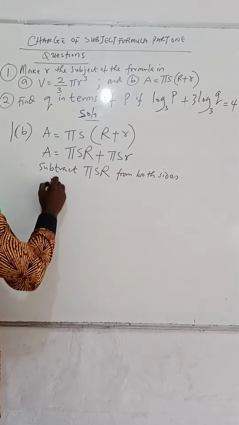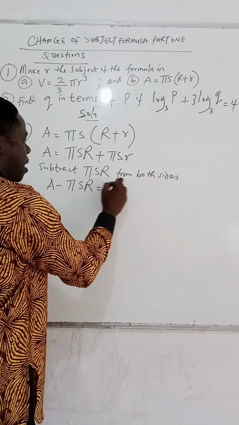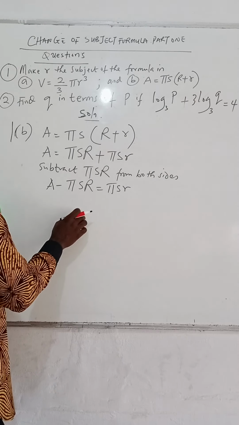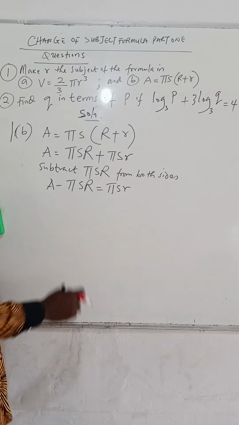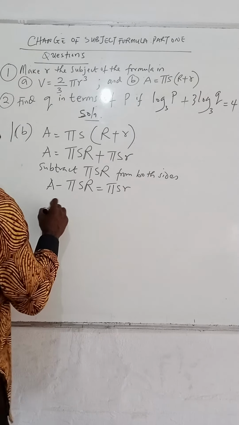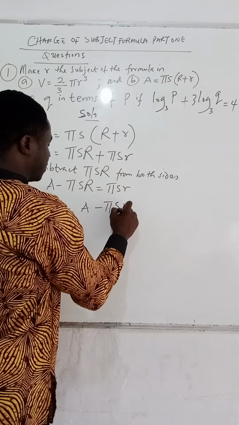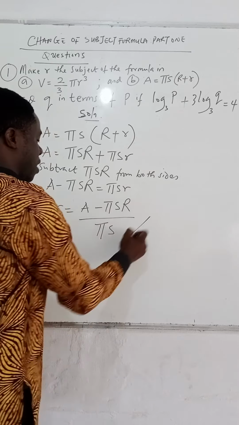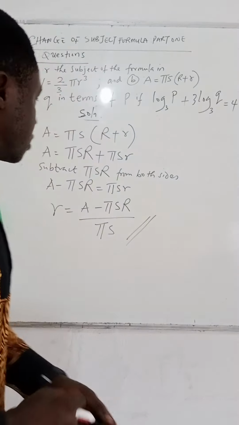So we have A minus pi s uppercase letter R equals pi s lowercase letter r. So the next thing we want to do is to divide both sides by pi s to make r stand alone, the subject of the formula. Therefore, we have r equal to A minus pi s uppercase letter R over pi s. We have succeeded in making lowercase letter r the subject of the formula.